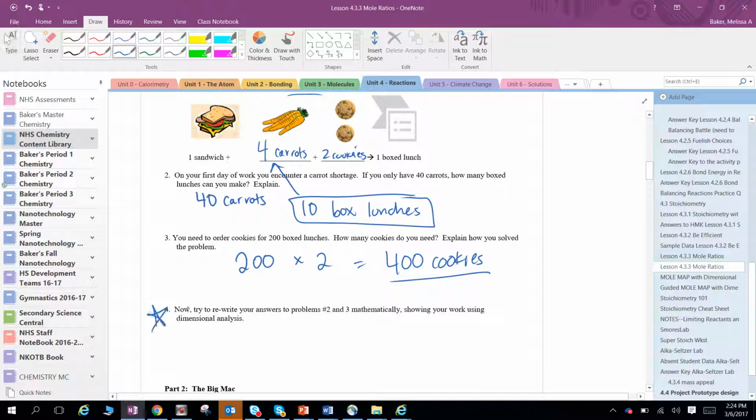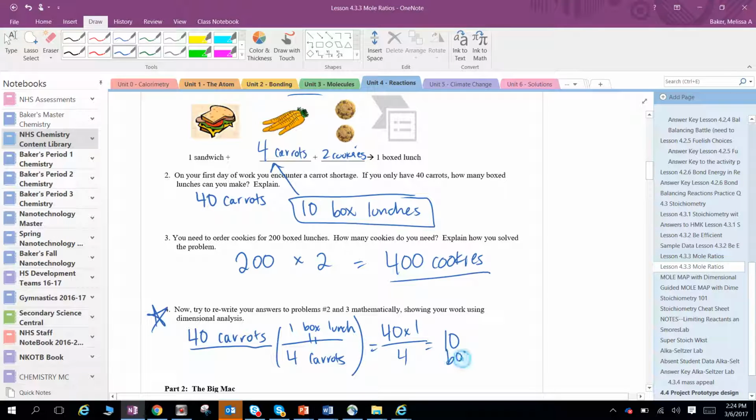So what if we had to write these using dimensional analysis? 40 carrots, start by writing what you know, and you could set this up so that 4 carrots equal 1 boxed lunch. So then we'll do 40 times 1 divided by 4 to get the same answer that we got, 10 boxed lunches, only this time we used dimensional analysis.